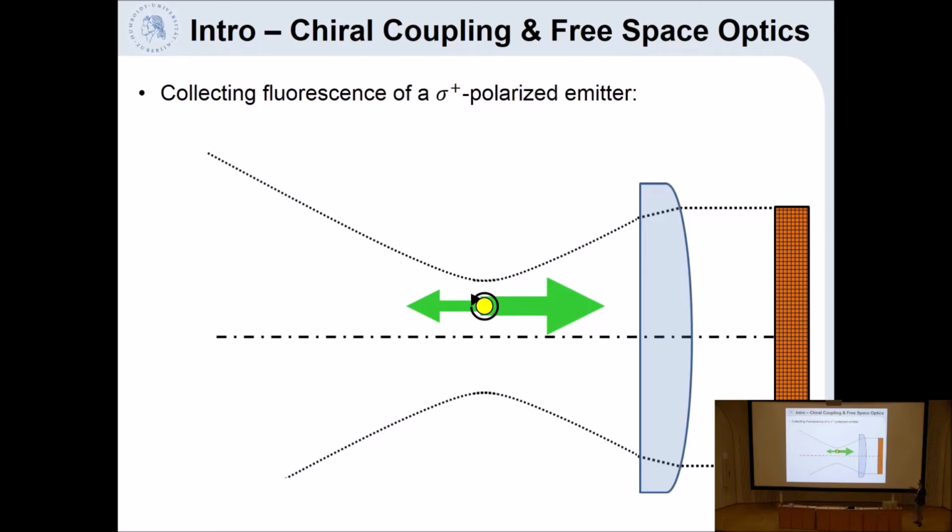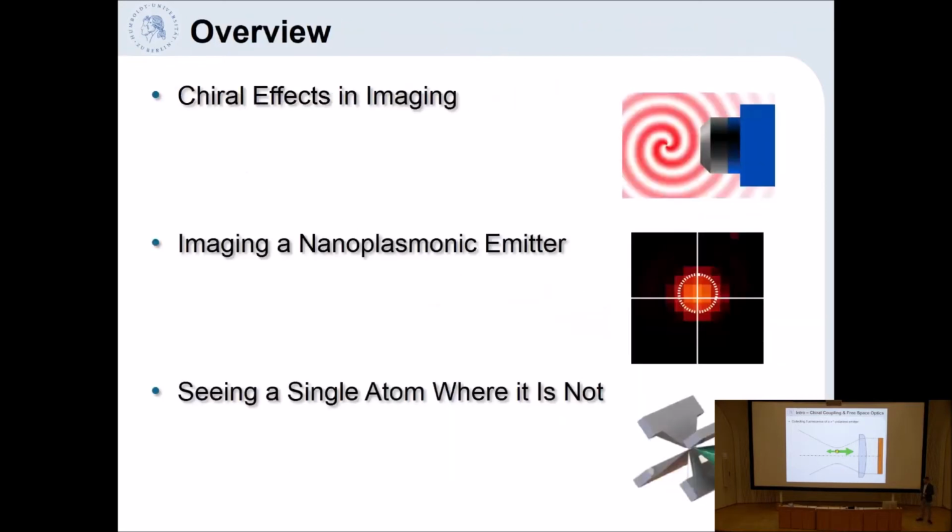Now, if this is true, integrated over the whole detector, then I could also say, now what if this is a CCD camera, and I divide my photodiode into many photodiodes? Then, of course, all the photodiodes will exhibit this same effect. That means that I also expect such chiral effects of chiral coupling in free space to affect the imaging of the emitter. So with this, I come to the overview of the remainder of the talk.